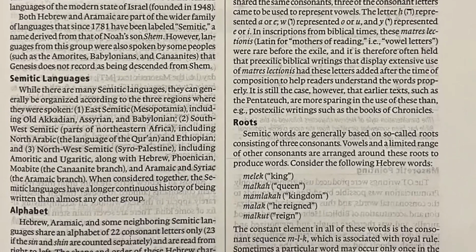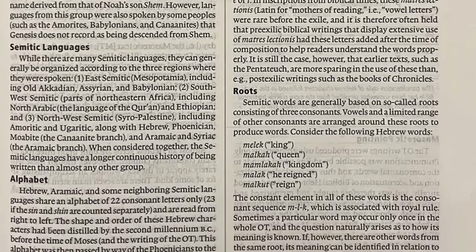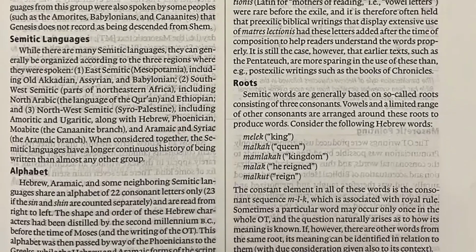Alphabet. Hebrew, Aramaic, and some neighboring Semitic languages share an alphabet of 22 consonant letters only, 23 if the sin and shin are counted separately, and are read from right to left. So they're read this way. If you can follow my cursor, you start on this side and go the other way. Well, we read from left to right.